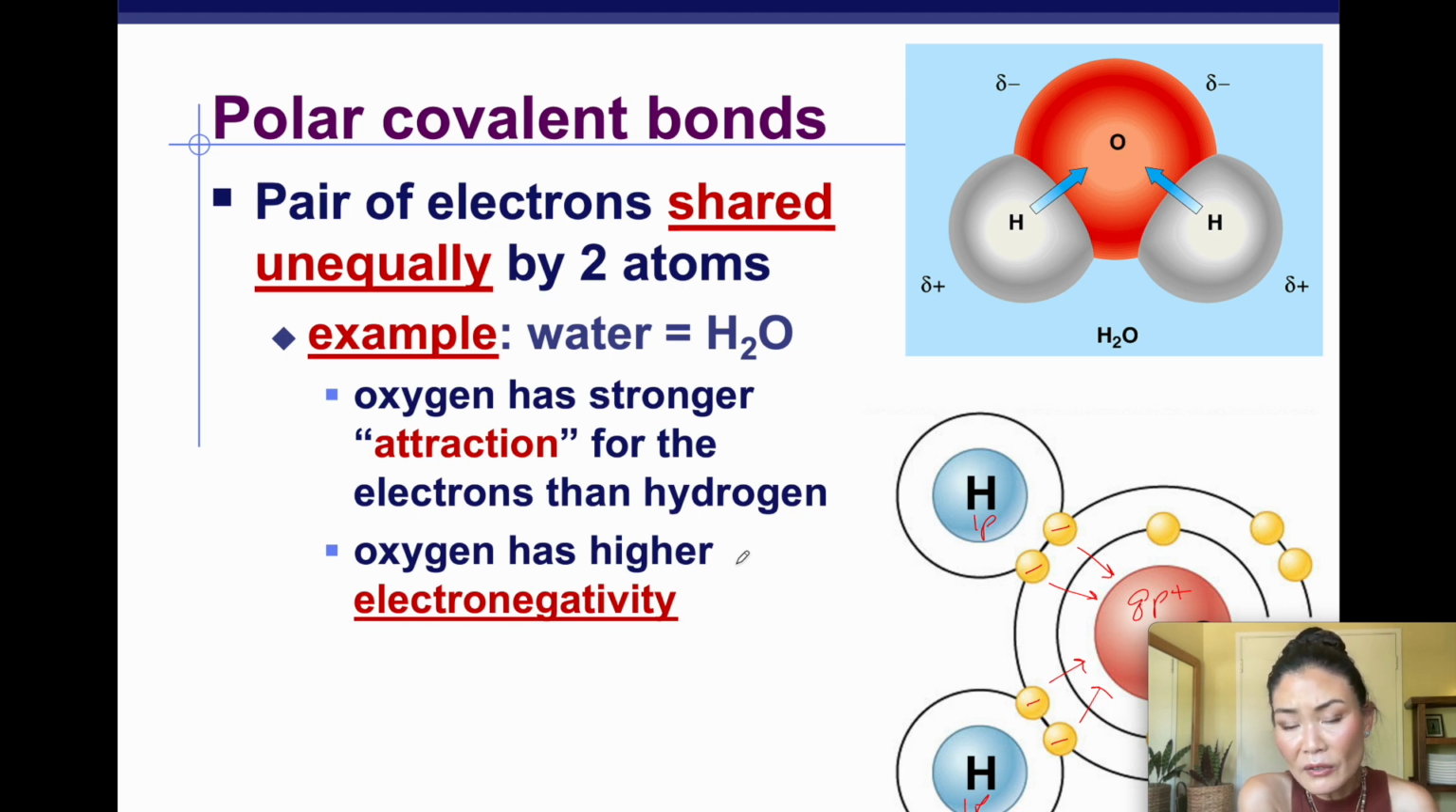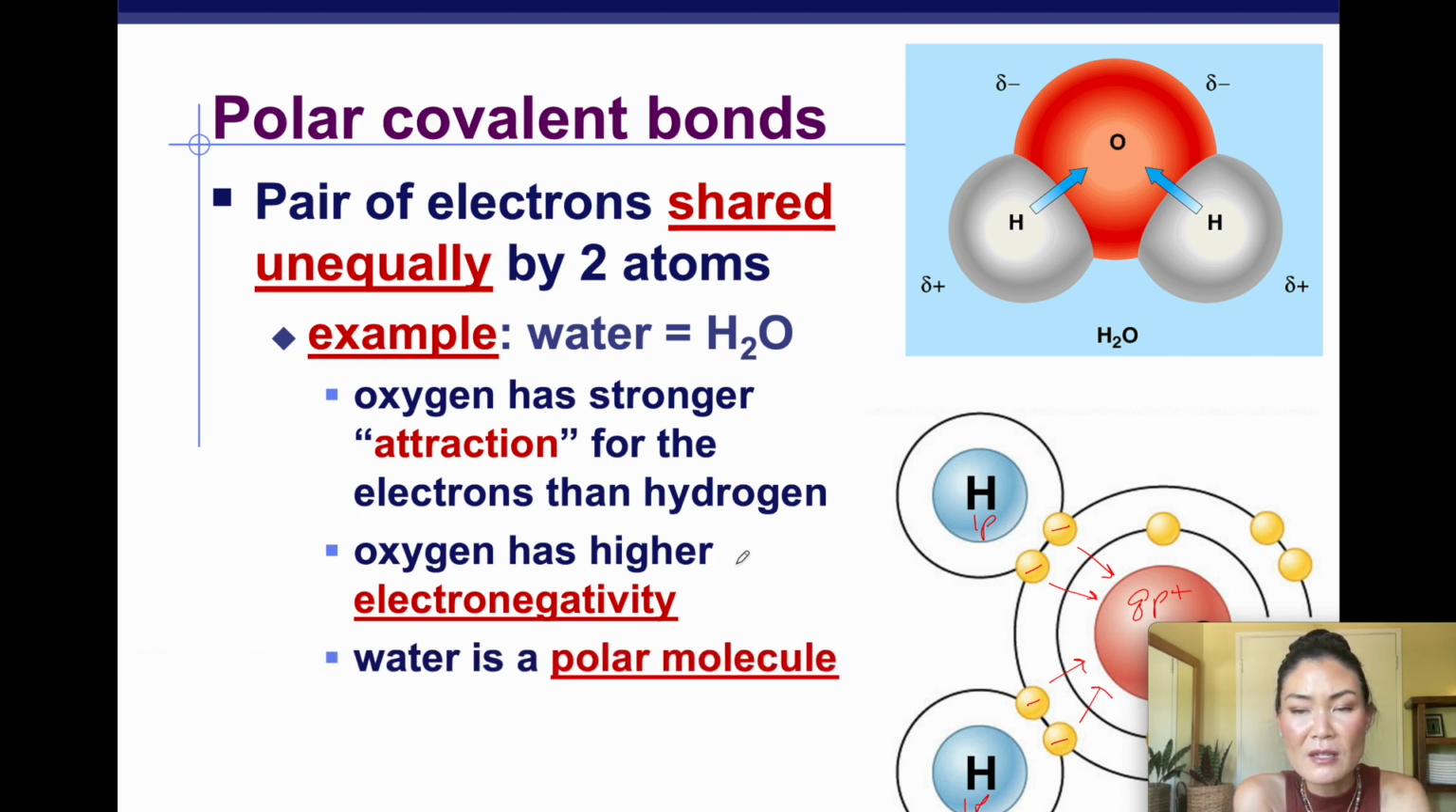And so as a result, water is a polar molecule. It's a polar molecule because it has a partial positive charge by the hydrogens, and a negative charge by the oxygen, because the electrons are being pulled towards the nucleus of the oxygen. So polar covalent bonds are the sharing of these electrons, but it's unequal sharing, because the electrons are going to be pulled closer towards the oxygen.